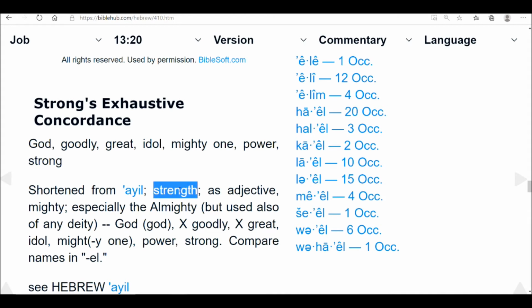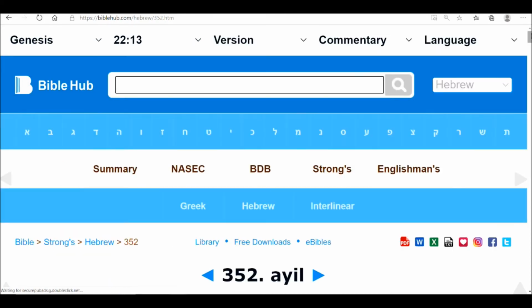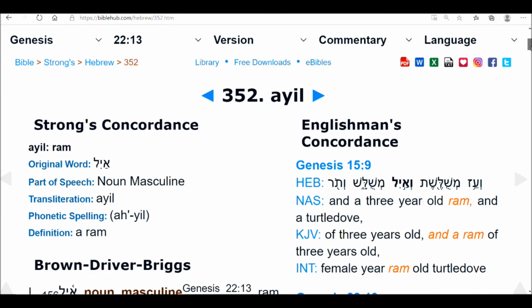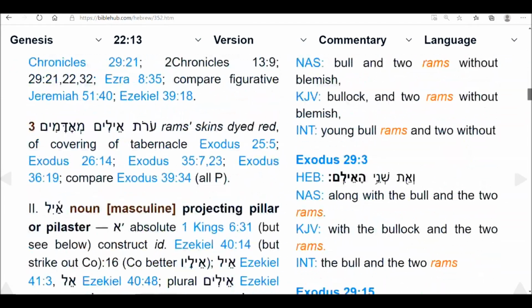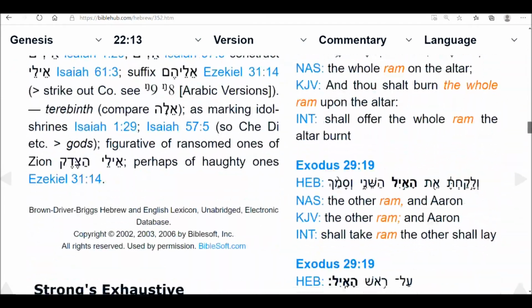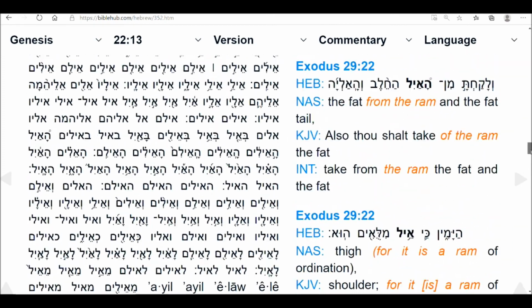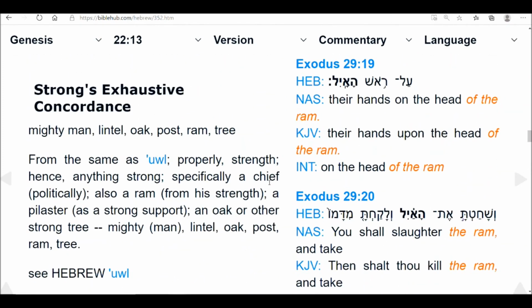So, very cool. El is strength and mighty. They're saying especially of the Almighty, but it's also used of any deity, and it's from my eel. We'll get into that, and that's the ram again, not negative, positive. This is actually good. But we'll get into that in another teaching. Let's go back to the verse so we can get this verse complete. Yes, I know, big stuff.